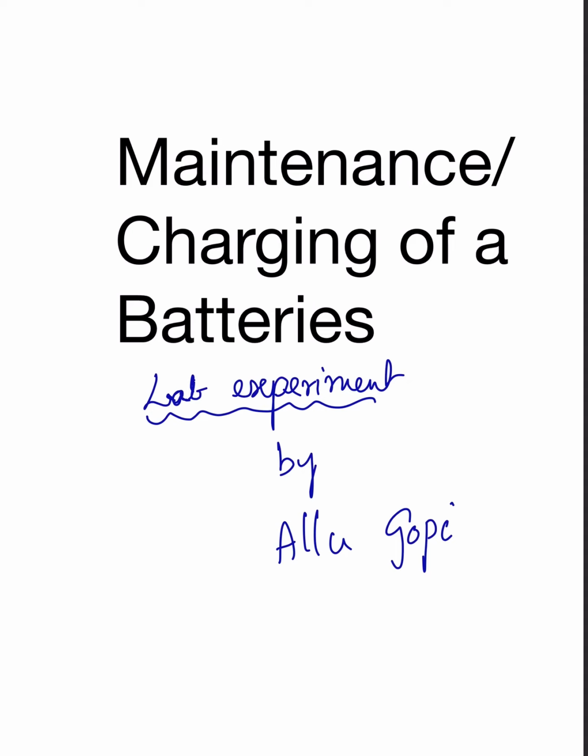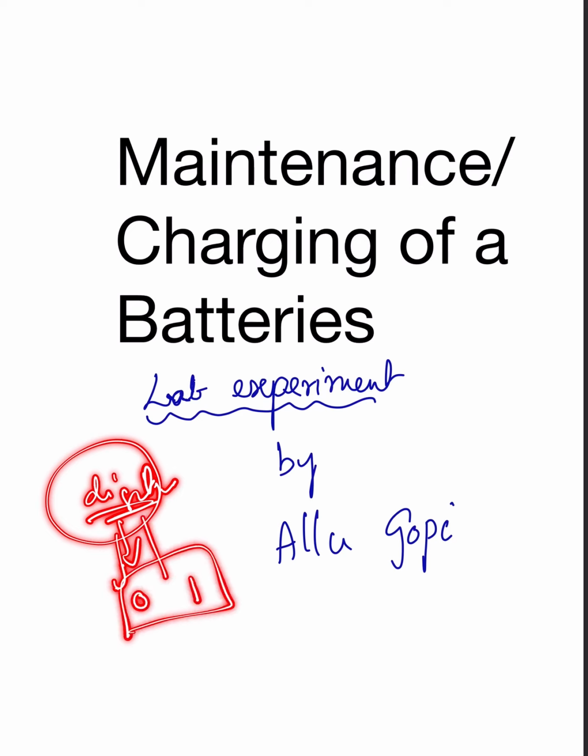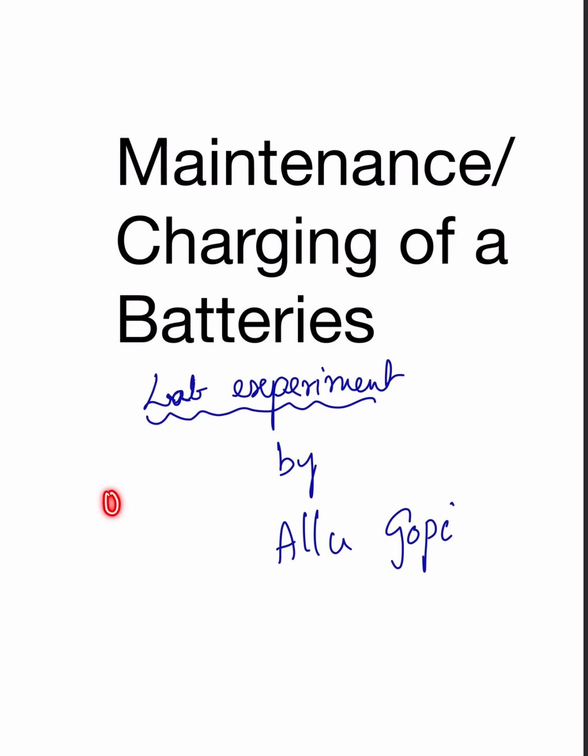So I'll explain in detail on batteries. See, today the world is running on digits. What is a digit? 0 and 1 are the only digits. The entire world is running on these two numbers. What is 0 and what is 1?